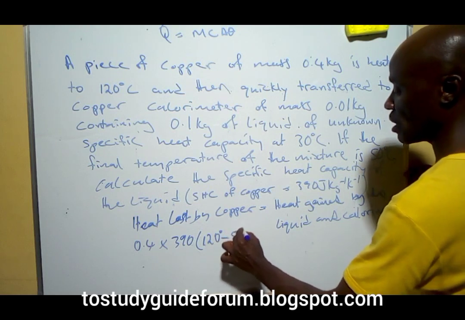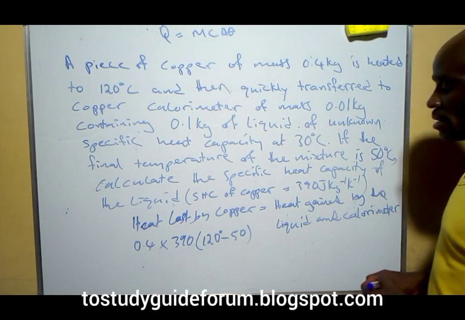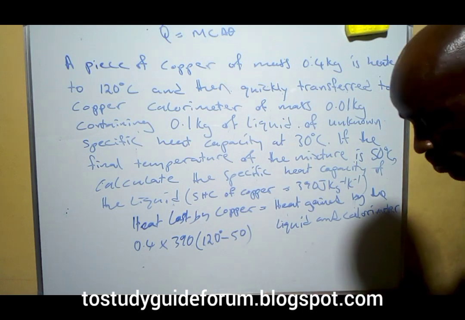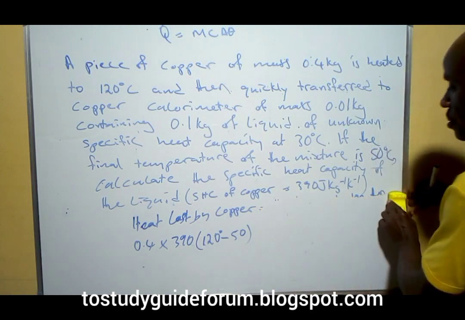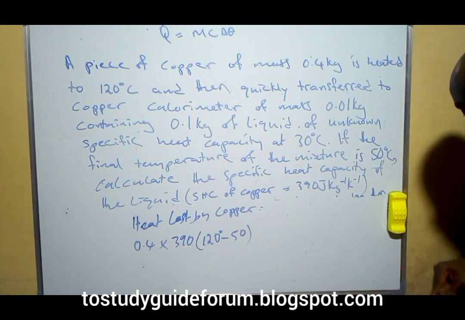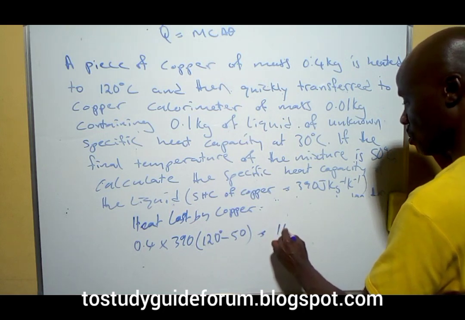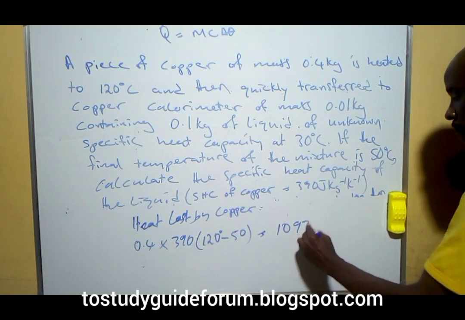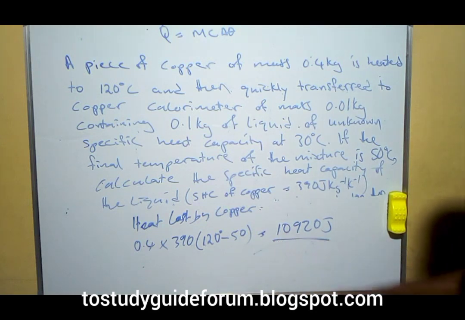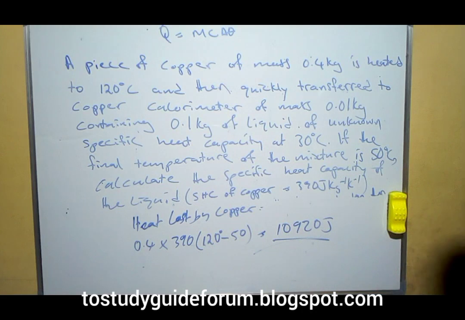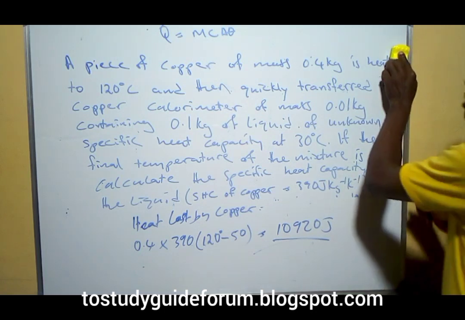Then when all of them were mixed together, you notice that all of them arrive at this temperature. So the heat lost by this is just by subtracting that from it. When we subtract it and multiply, we have 10,920 joule of energy.